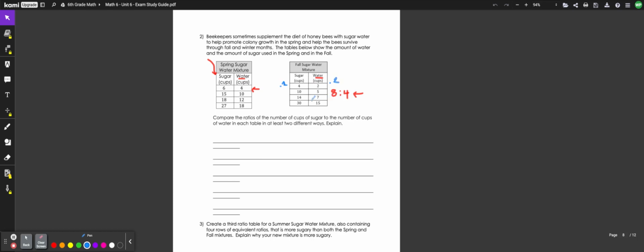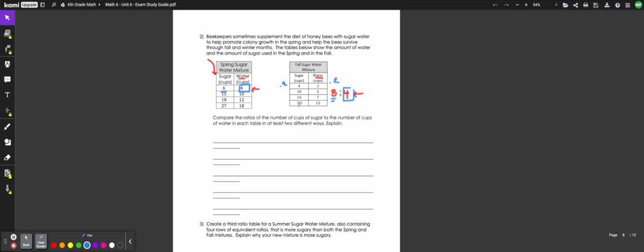That's how we got the 8 to 4. And we can clearly see that when the water is the same amount, when there's 4 cups of water, which one has a more sugary drink? Or which one has more sugar? Well, the fall would have more sugar because there's only 6 cups in the spring, whereas there's 8 cups in the fall. Is there another spot where we could compare?